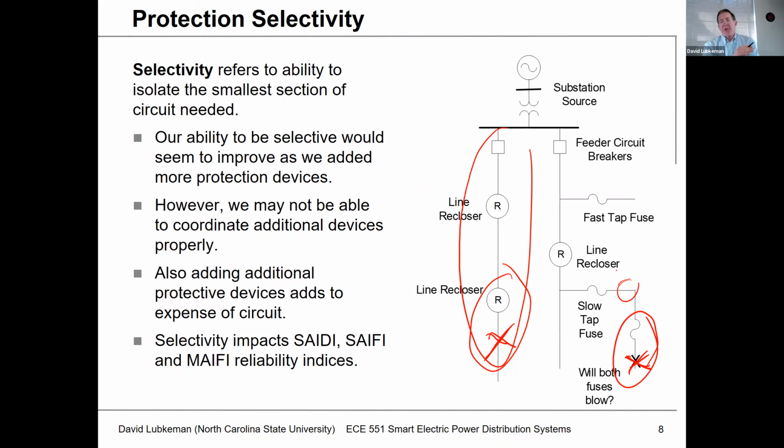The problem we run into is when we add these devices in series, they have to be able to coordinate. So we want to make sure that if this fault occurs at this location, the nearest upstream fuse would blow, not both fuses. That's the challenge of adding more devices to the circuit. We need to make sure that they can still coordinate. But this ability of having the proper selectivity, where we can break the circuit into smaller zones, is going to be really key, as we'll see later on when we look at circuit reliability in terms of the SAIDI, SAIFI, and MAIFI indices.